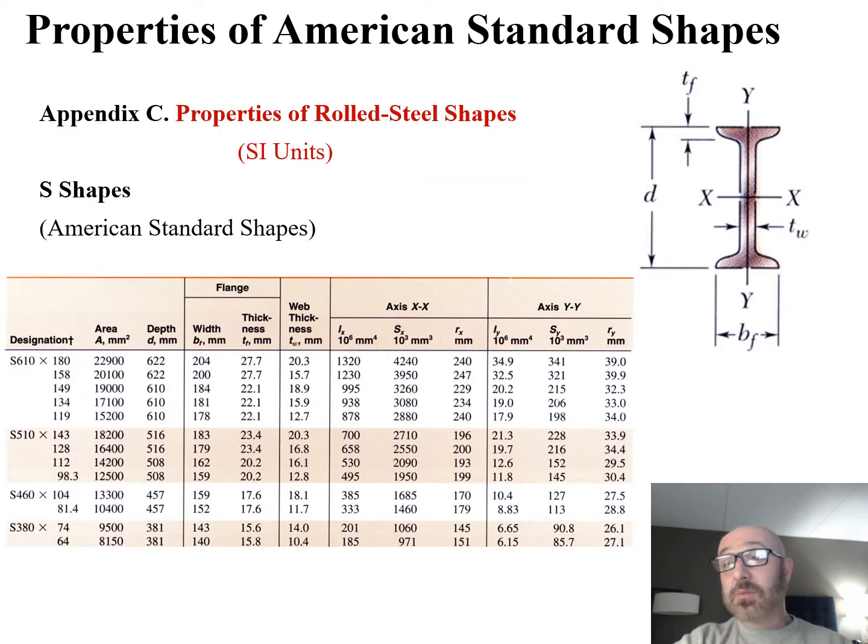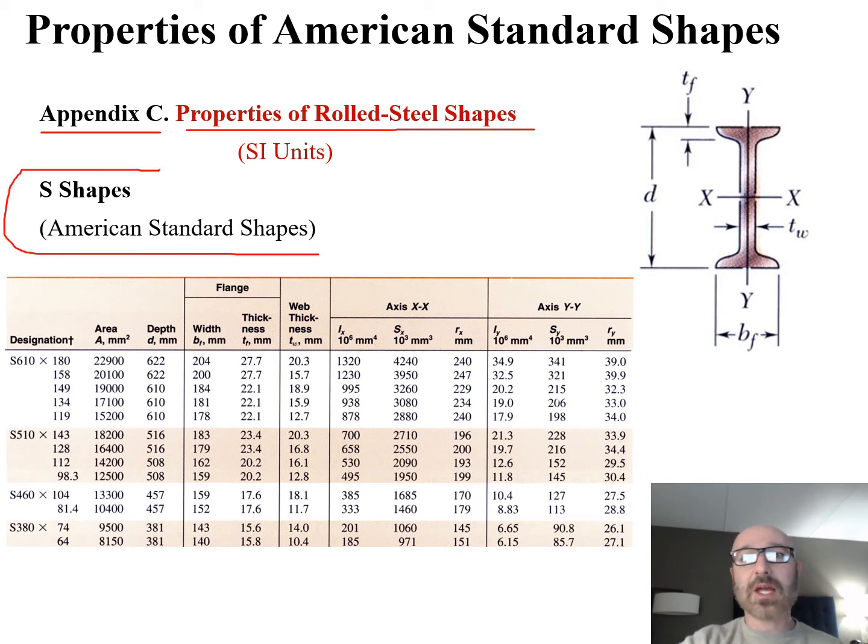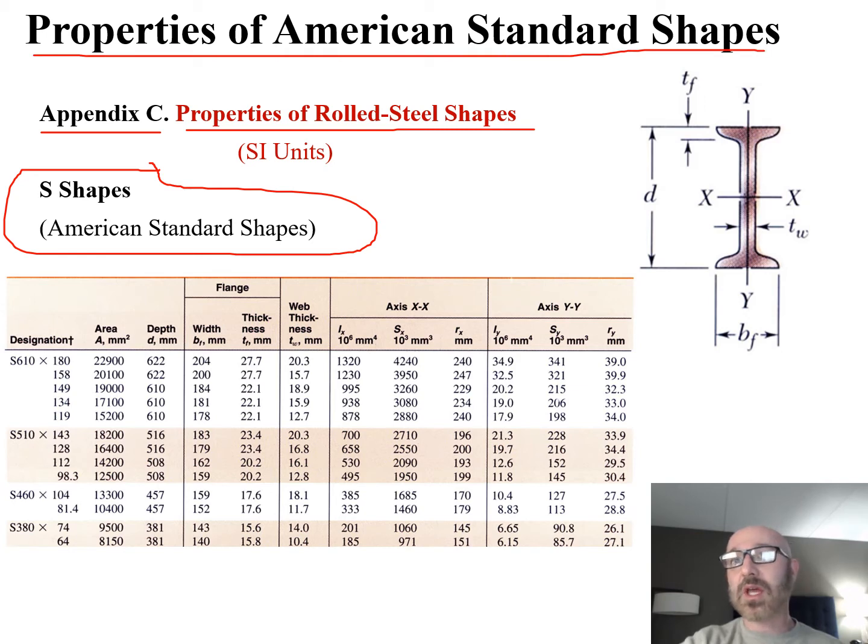Dealing with these shapes and the different geometries we just discussed in those beams, we can reference back to Appendix C in our textbook for the properties of rolled steel shapes. We're dealing with these American standard shapes, or S shapes, and we can look up the properties of these shapes. Now we have a general diagram up top. We can see that total height, which they're calling D within this.